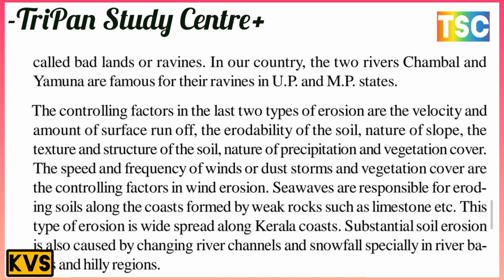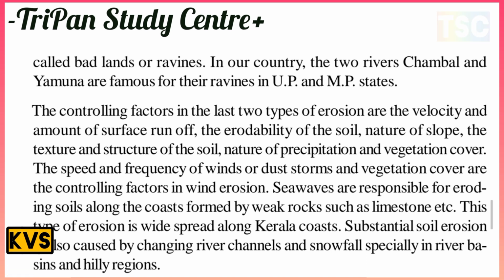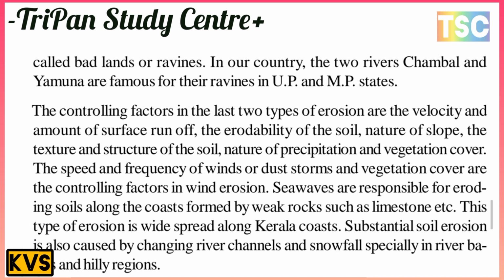The controlling factors for the last two types of erosion are the velocity and amount of surface runoff, the erodibility of the soil, nature of slope, texture and structure of the soil, nature of precipitation, and vegetation cover. The speed and frequency of winds, dust storms, and vegetation cover are the controlling factors in wind erosion. Sea waves are responsible for erosion of soil along coasts formed by soft rock such as limestone. This type of erosion is widespread along the Kerala coast. Soil erosion is also caused by changing river channels and snowfall, especially in river basins and hilly regions.